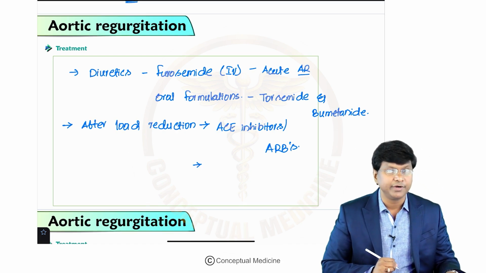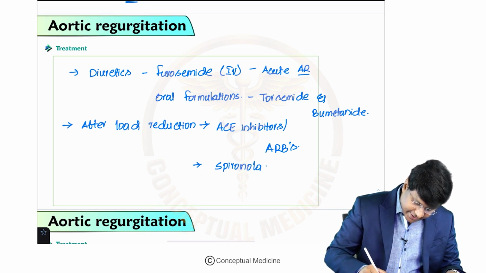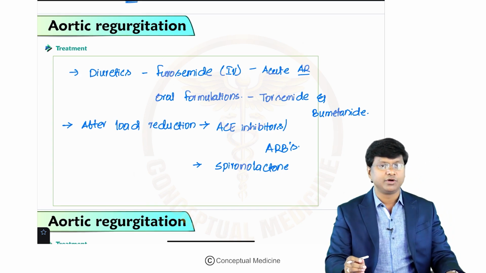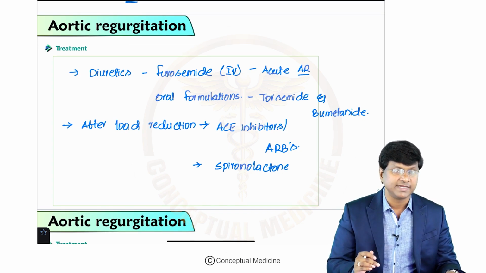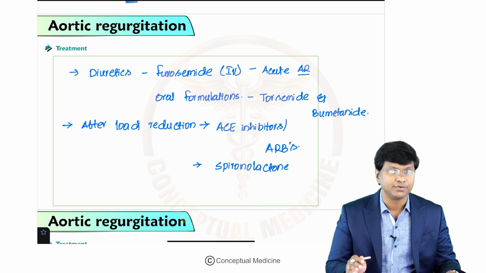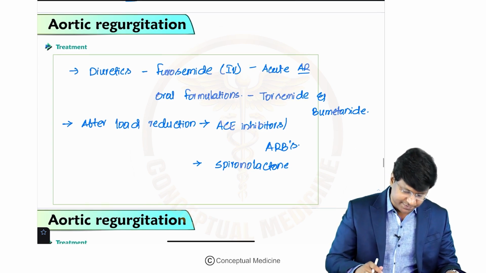And the next important point is that we need to give the potassium sparing diuretic, that is spironolactone. And spironolactone is mainly given to prevent the cardiac remodeling. That is about the ACE inhibitors and ARBs and the spironolactone. And what about the beta blockers? Can we give beta blockers in these patients?